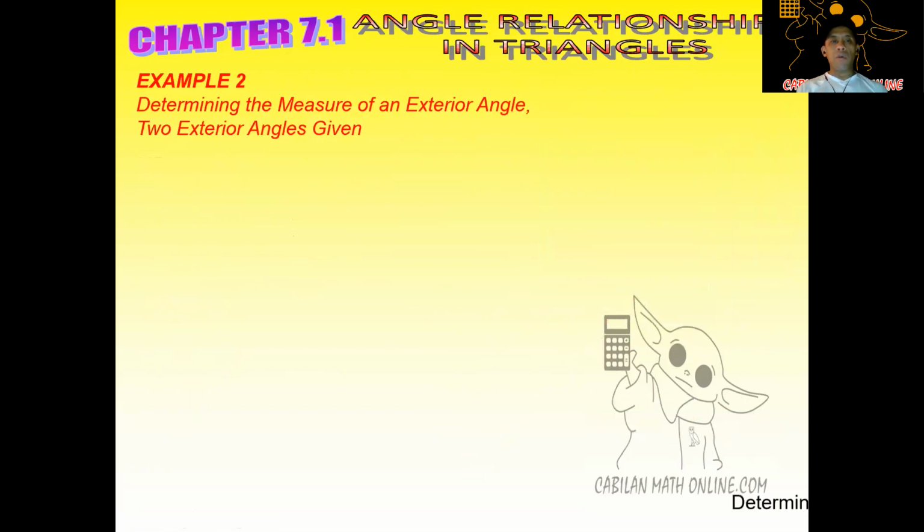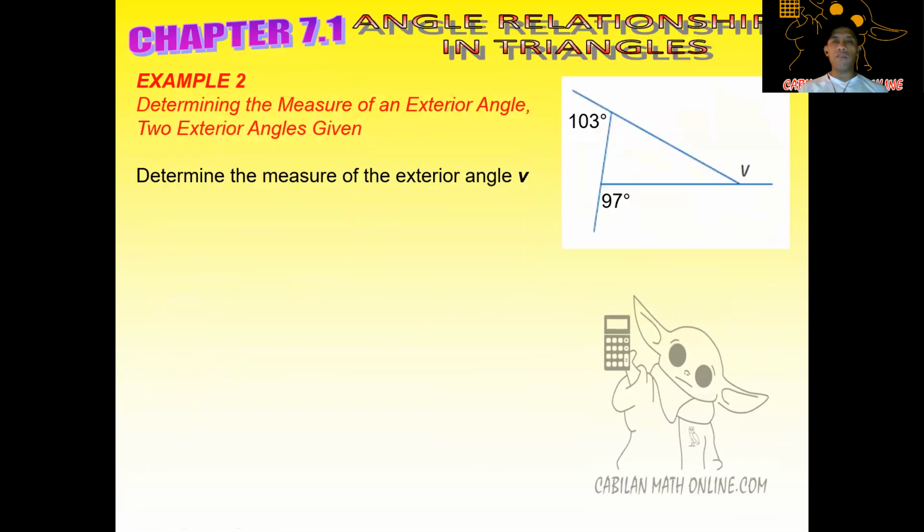Okay, let's take a look at another example. This time we're going to look strictly at the outside angles. So we have V, the 97 degrees, and the 103 degrees. I am going to present this two different ways. And just remember, with exterior angles for triangles, it's no longer 180, it's going to be 360. That's the number you have to remember for the sum of the outside angles of a triangle.